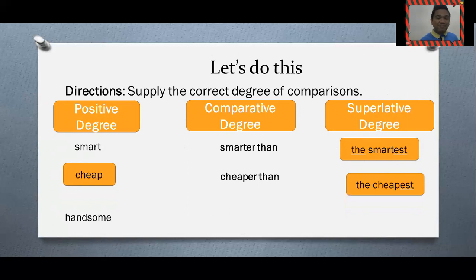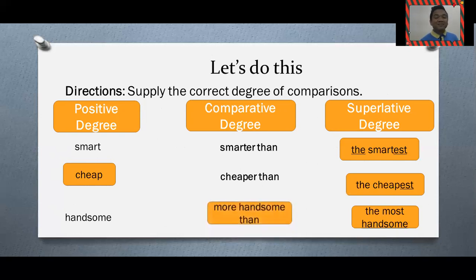Now, handsome, positive degree. How many syllables are there in handsome? Handsome. And when the adjective has two or more syllables, what are we going to do again? Okay, so let's do superlative. What is the superlative of handsome? Very good. The most handsome. And comparative, more handsome than.